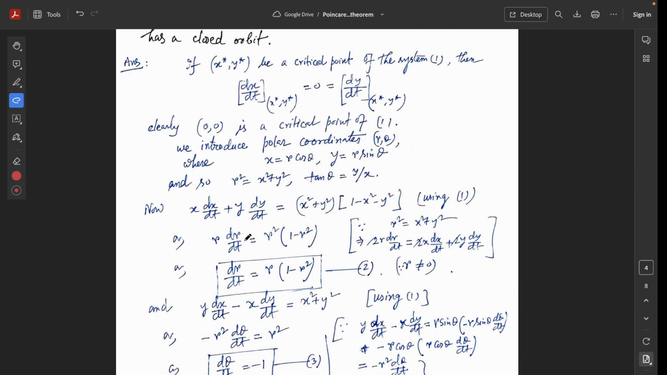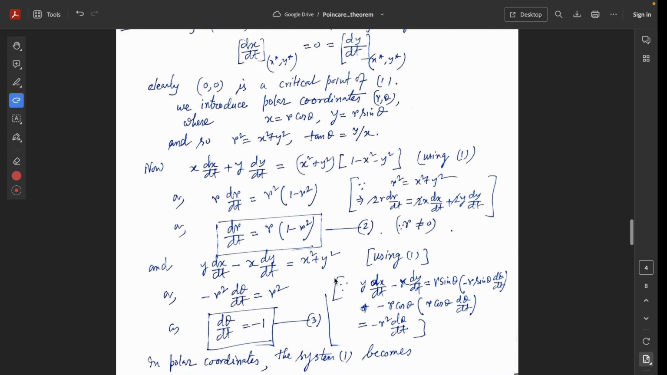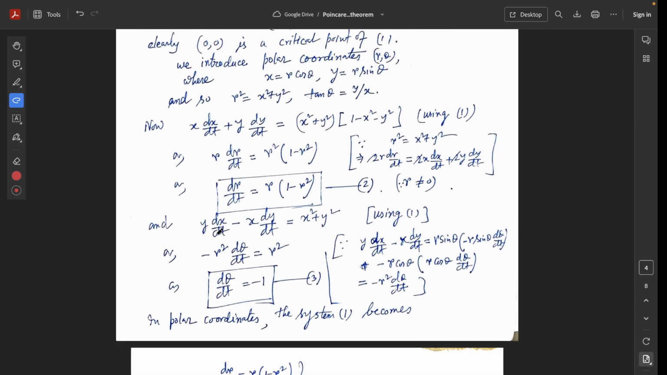And this x square plus y square equal to r square, and this is 1 minus r square. So cancel r, since r is a positive quantity. So here dr/dt equal to r(1 minus r square). And also, we get y dx/dt minus x dy/dt equal to x square plus y square.